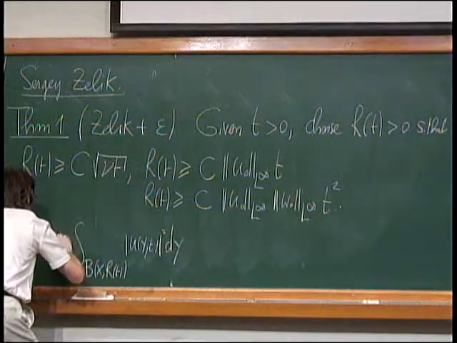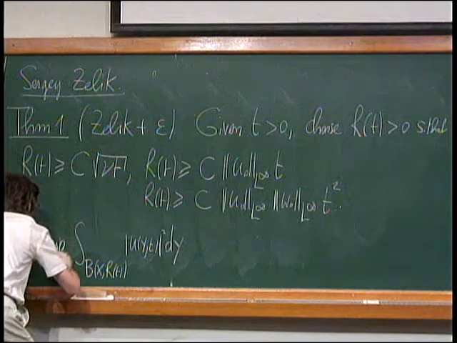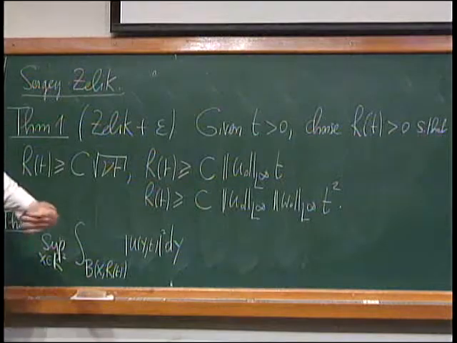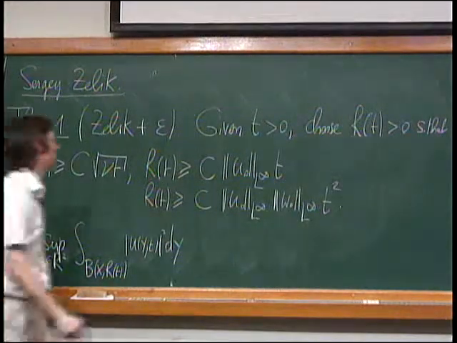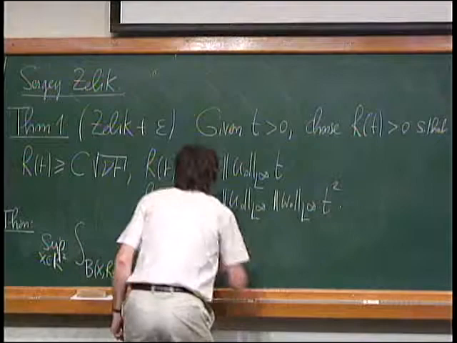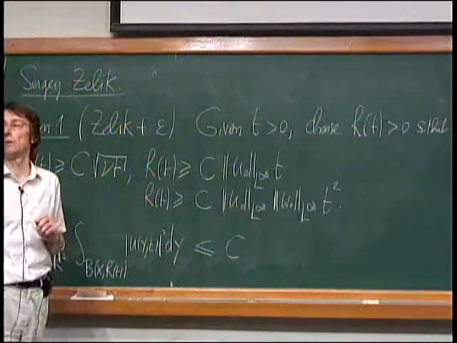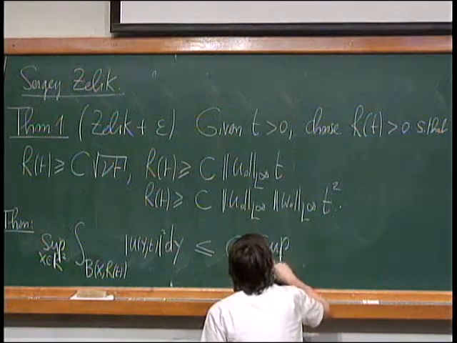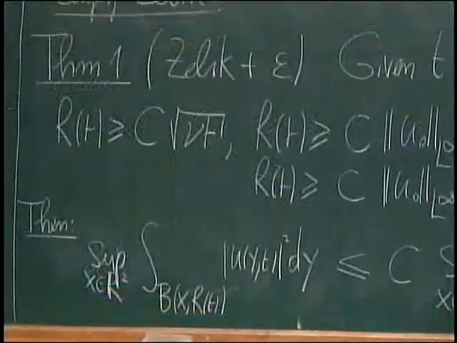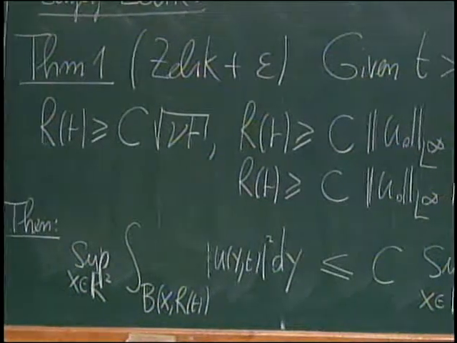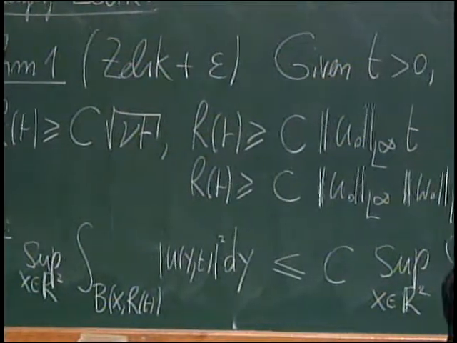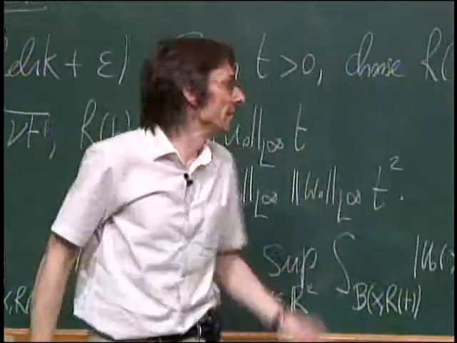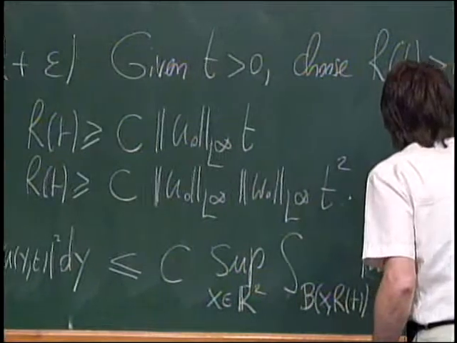And then I take the supremum over all possible locations of the center of the ball. So I compute the kinetic energy on a very large ball centered anywhere in the fluid. This is less than a universal constant times the same quantity at initial time: sup over x in R^2 of the integral over the ball of center x and radius r(t) of |u0(y)|^2 dy.